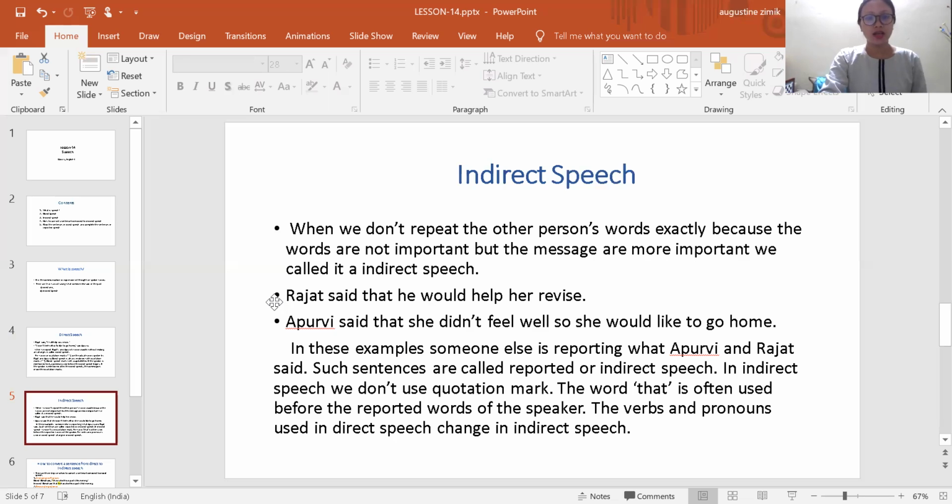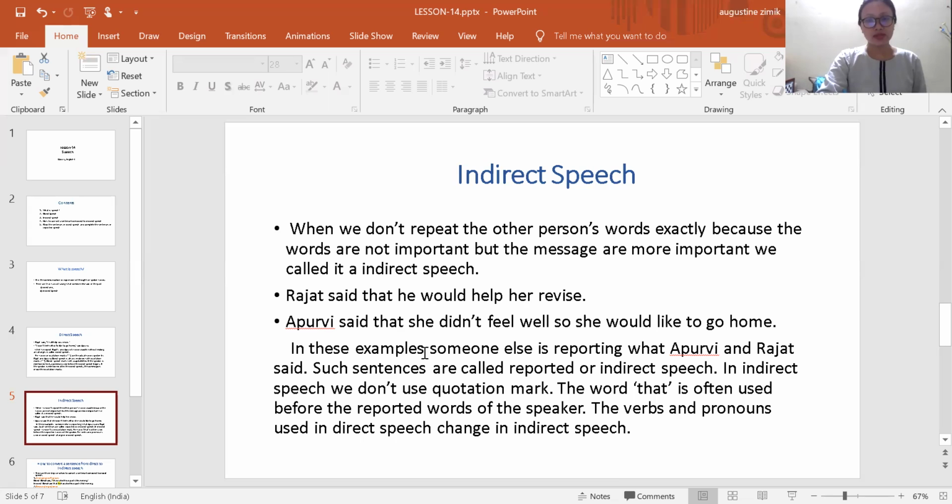All right. Here, example. Rajat said that he would help her revise. See here, we don't write exactly what Rajat said in the beginning. We have changed the words, but the meaning is still the same. Okay. Rajat said that he would help her revise. Next, Apurvi said that she didn't feel well, so she would like to go home. Even here, the meaning is the same, but we have added some words. Okay, we have changed the words without changing the meaning.